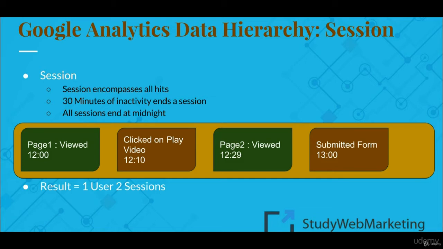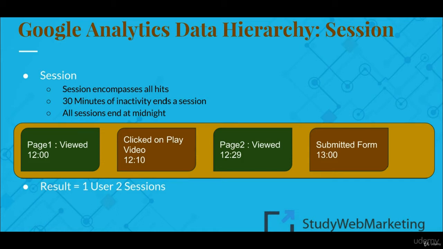So let's take an example. Let's say a user launched your website at 12 noon, clicked on play video at 12:10, navigated to page second at 12:29, and submitted a form at 1300 hours, which basically means that there was a gap of 31 minutes between the third action and the last action.